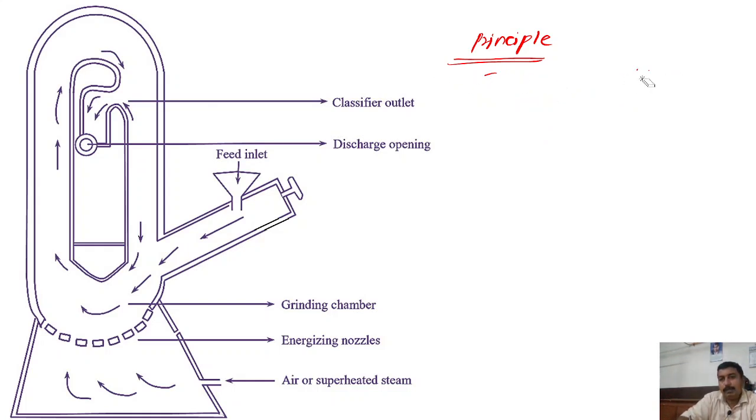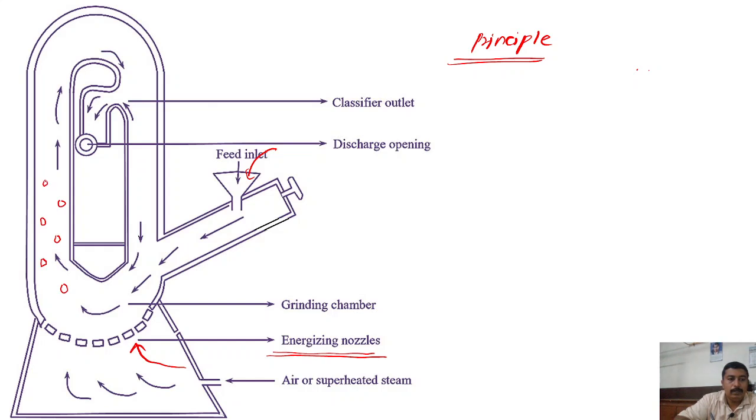As we discussed earlier, this mill basically utilizes high velocity air. This high velocity air is introduced from the bottom of the mill through the nozzles. Due to the high velocity of the air, the powder particles which we introduce in the mill from the feed inlet remain suspended in the stream of high velocity air like this.